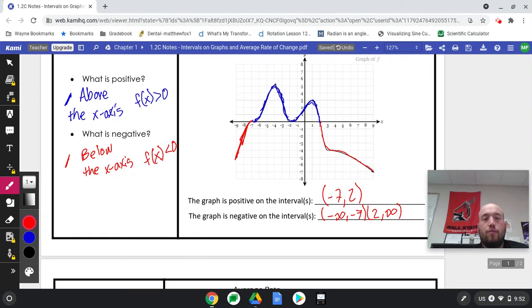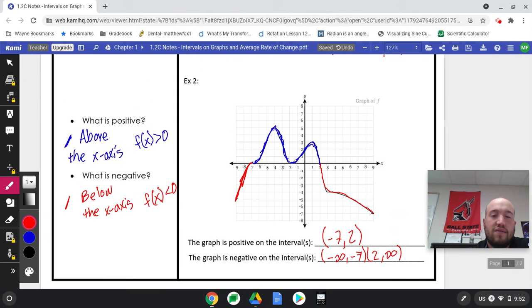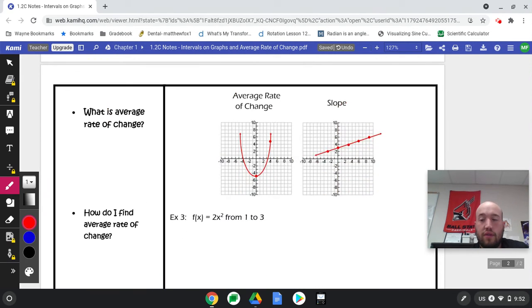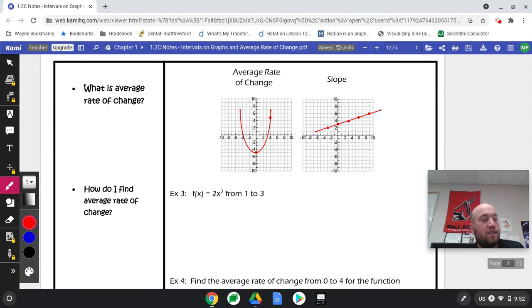All right. So positive is above the x-axis, negative is below. Increasing is when it's climbing, decreasing is when it's falling. So one other thing we want to talk about today is average rate of change. Slope is kind of an example of this.